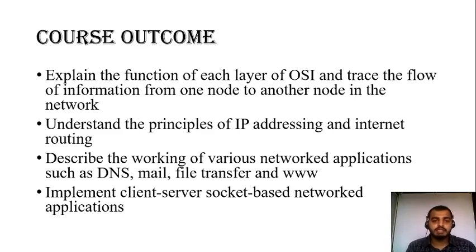The next outcome is to understand the principles of IP addressing and internet routing. It means how things will be addressed. If you know about IP addresses, we can say they have two parts: the network and the host. For example, 192.168.1.1. This IP address is called an IPv4 address, version 4 address. Now in the modern world we are going to use IPv6.